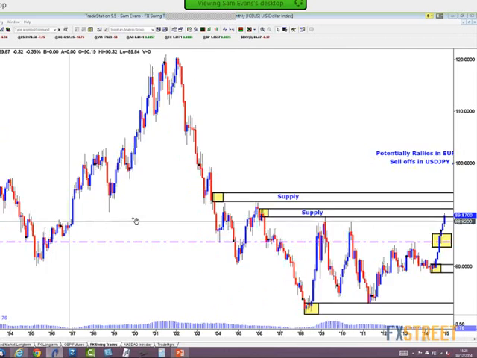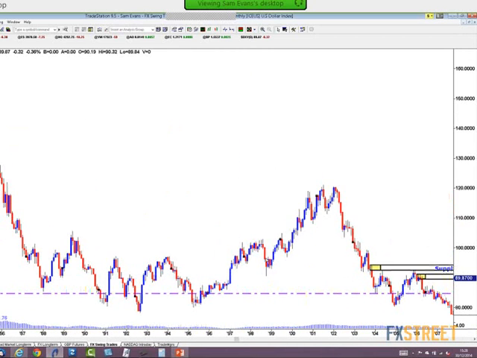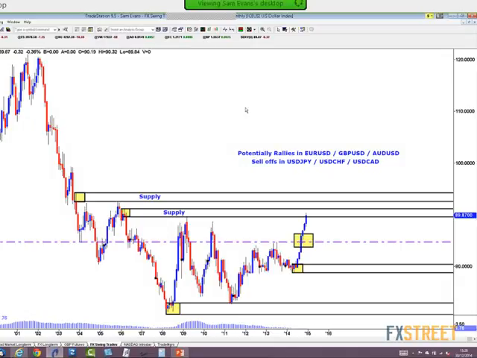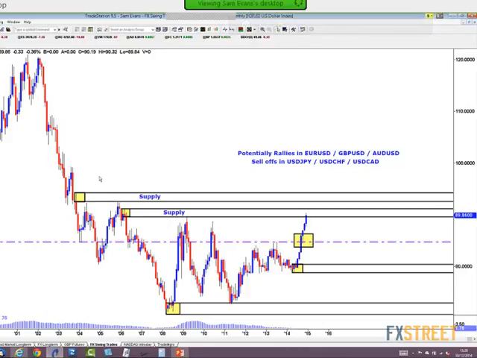If we go back in the past, the market has had bounces around this area before. I may be a supply and demand guy, but I also respect that that's not the only form of technical analysis. So that is something very, very key to understand as well.